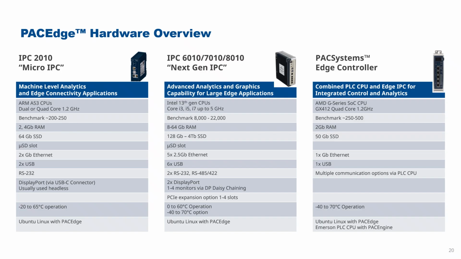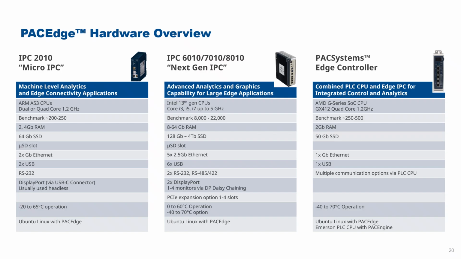So it's an AMD quad-core SoC CPU, that's system on chip. It's running at 1.2 gigahertz, and as I mentioned, we've hypervised that. So 2 cores runs the PAC engine, which is the PACSystems engine for your IEC 61131 Part 3 languages. And then the other 2 cores run PACEdge. So in terms of performance, it's a bit more powerful than the IPC 2010, mainly because the G series CPU is more powerful than an ARM A53, but it's not much more. The benchmark would be about the same or maybe twice as much.